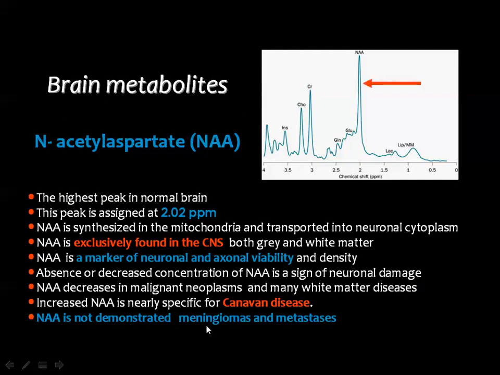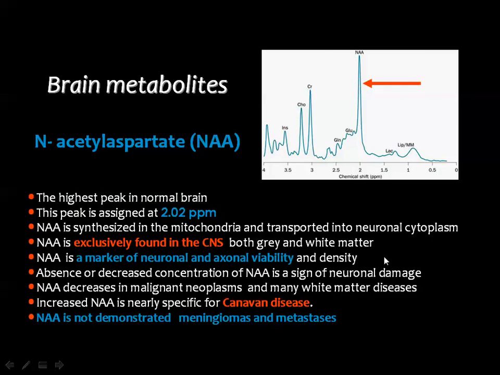Then let us have some information about the major metabolites in the brain tissue, starting with the N-acetyl aspartate. This is the highest peak in the normal brain, and it is located on the curve at this point, 2.02 ppm here. And the curve starts from the right to the left, starting with these numbers, which are expressed in parts per million, and you will see the N-acetyl aspartate peak at this position, 2.02 ppm.